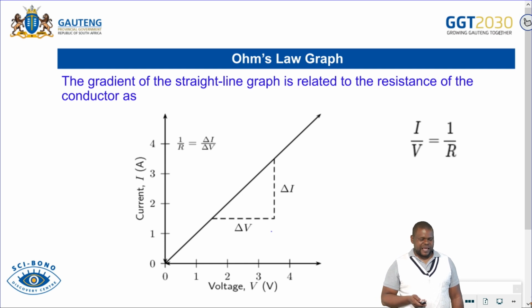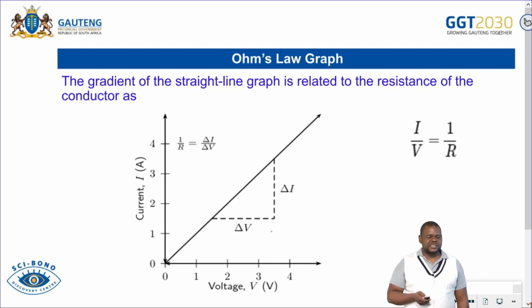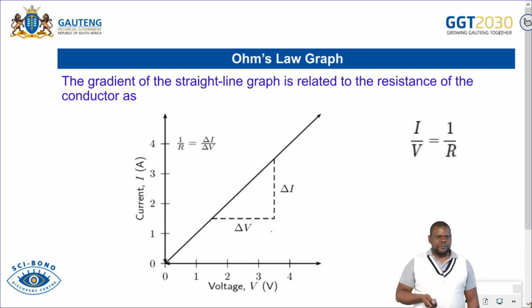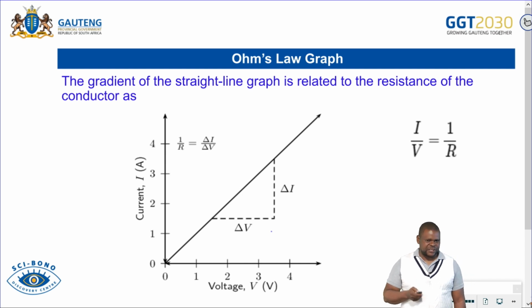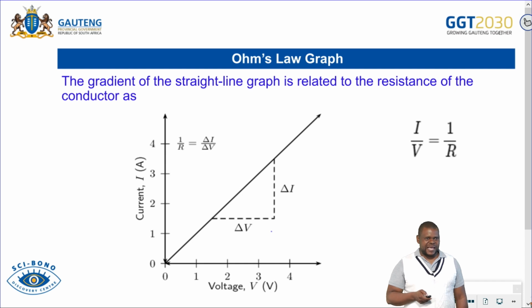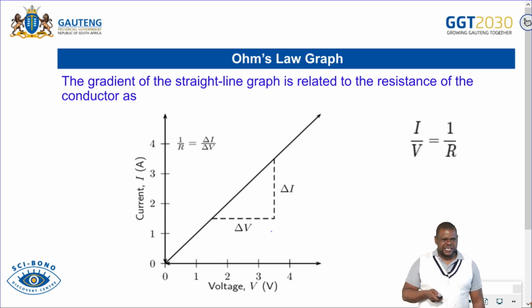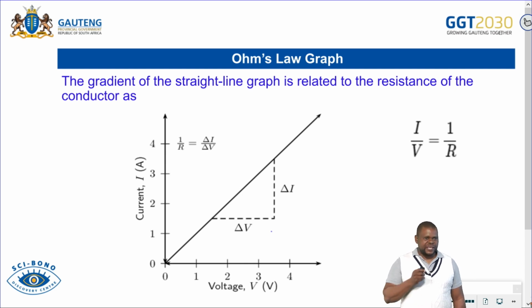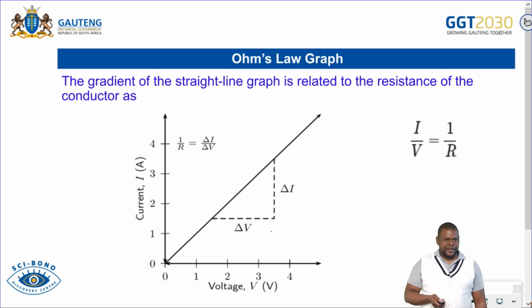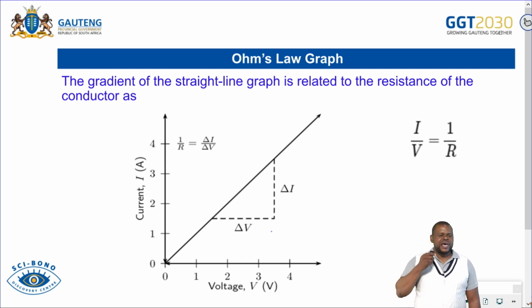And we say that the relationship between the current and the voltage, grade 11, remember, it is a potential difference. That means the relationship between the current and the potential difference gives you a straight line. What does that mean? It means that it is directly proportional, because when current increases, the potential difference also increases. Then, if you calculate the gradient of this straight line graph, it must give you the resistance.